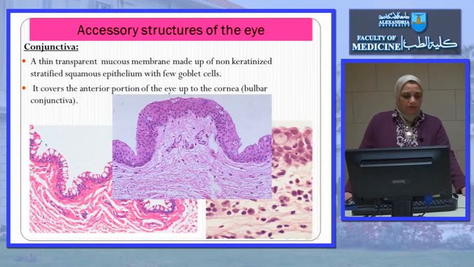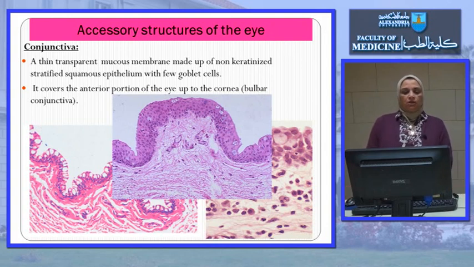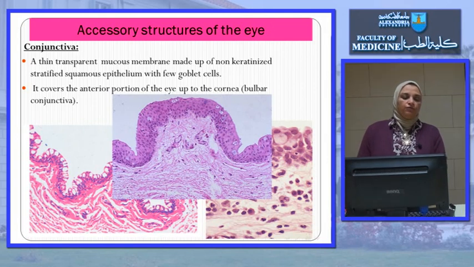Accessory structures of the eye. Other than the three coats of the eyeball and the lens inside, we have accessory structures, including the conjunctiva, which is a thin, transparent mucous membrane, as I said, made up of non-keratinized stratified squamous epithelium with few goblet cells. There is a variation in the lining epithelium of the conjunctiva. Now we know that the conjunctiva covers the anterior portion of the eye, but never covers what? The retina. The cornea, sorry. The cornea is not covered.